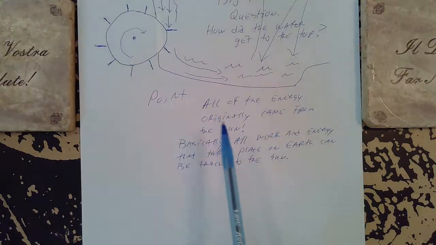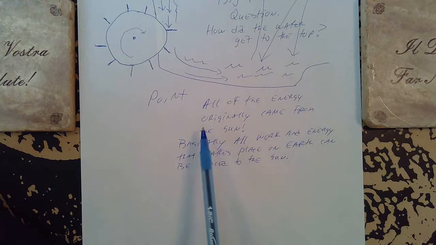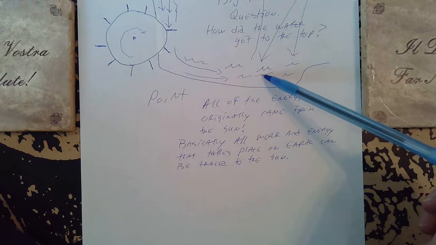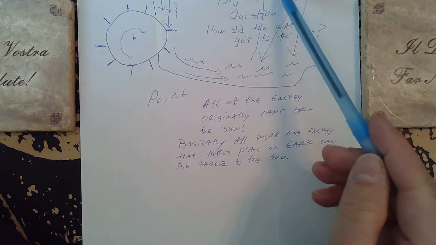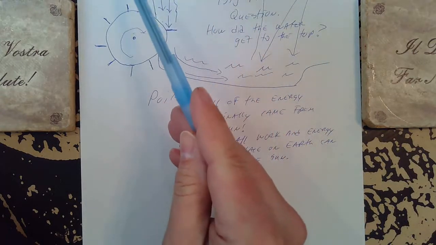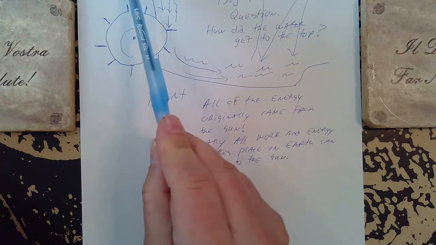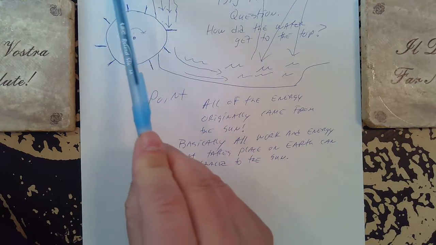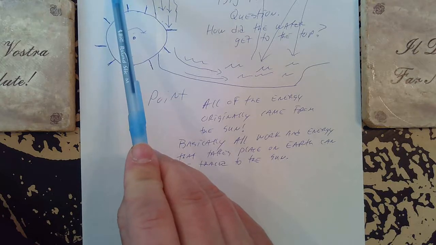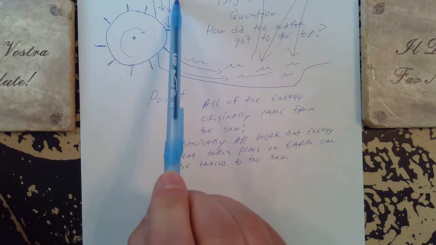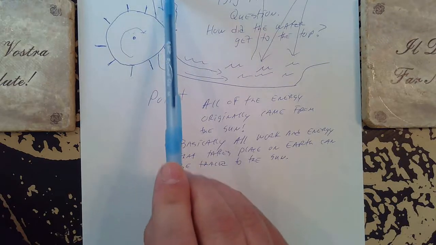So as I wrote here, all of the energy originally came from the sun. Again, the sun heats the water, which evaporates and forms a cloud. The cloud moves to a cooler area where the water vapor condenses and rains. That rain, which collects at a higher location, has potential energy, forms a river that flows and falls down to a lower area.